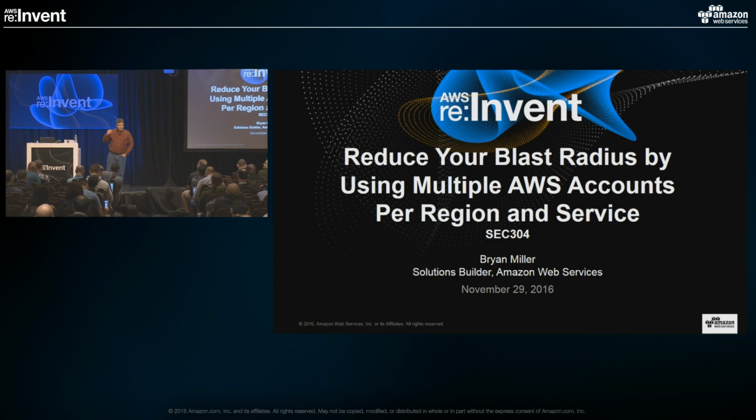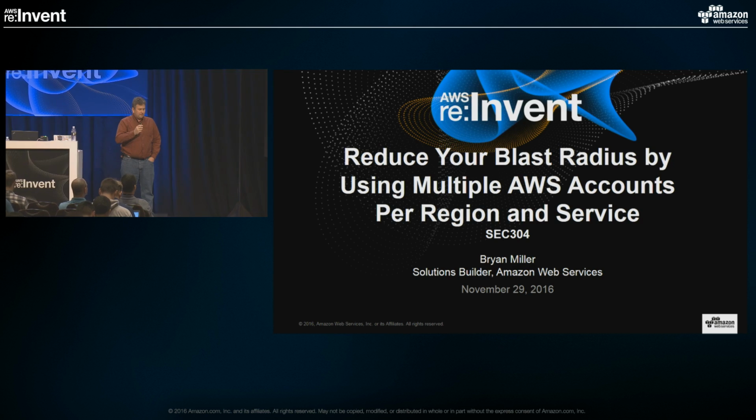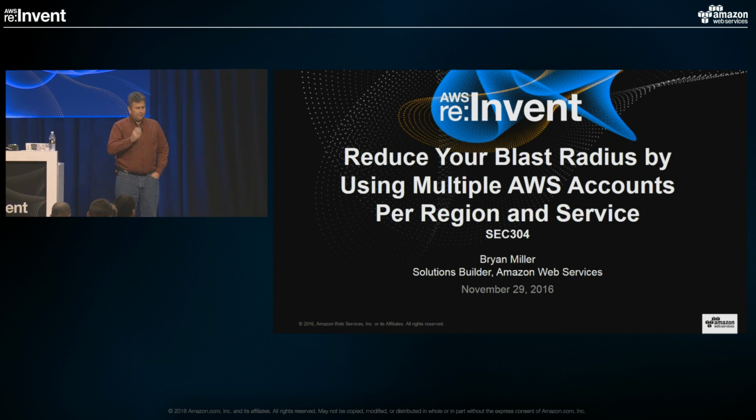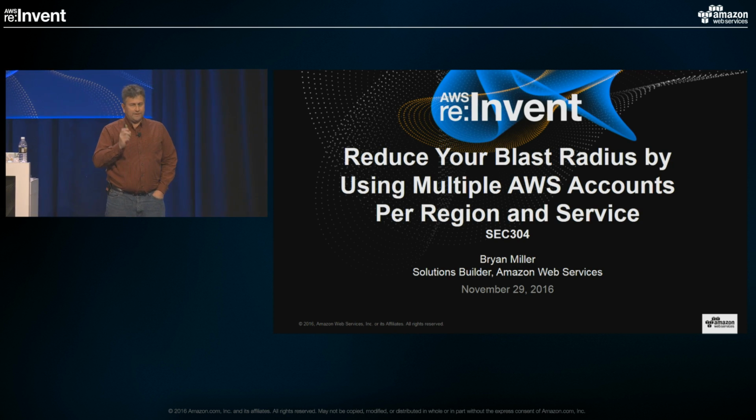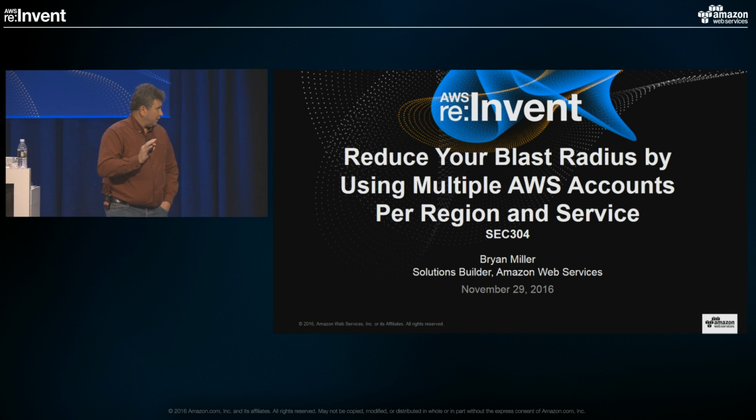So first of all, you are in SEC304. Reduce your blast radius by using multiple AWS accounts per region and service. And I tell you, I have had a tough time remembering that whole title. So please, I had to read it because there's just no way. I couldn't even register it in my brain.